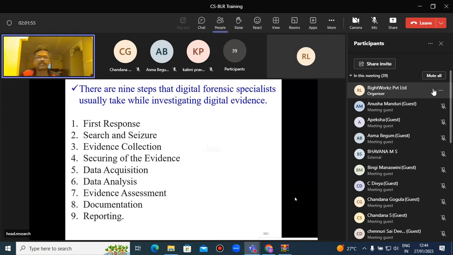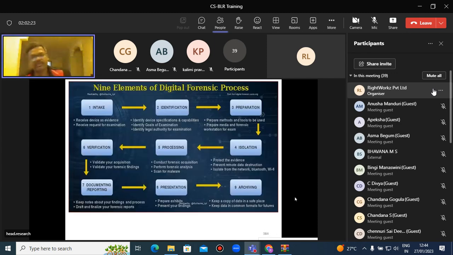There are 9 steps that digital forensics specialists usually take while investigating digital evidence. So first response, then search and seizure, evidence collection, security of the evidence, data collection, data analysis, evidence assessment, documentation, and report. These are the 9 elements of the digital forensic process you need to remember.